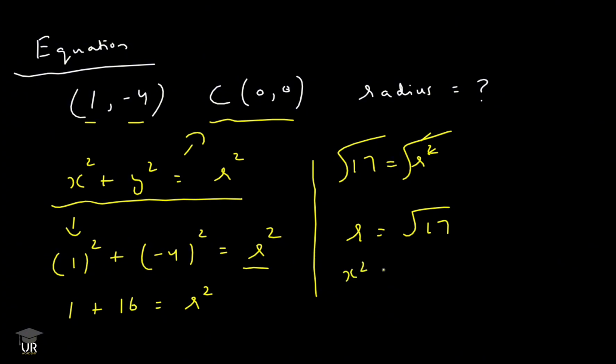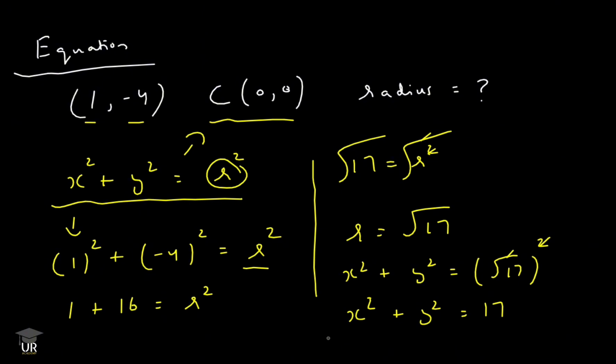x square plus y square is equal to, instead of this r, now I will write under root 17 and the square. Here comes the square. So again square root, and the square will get cancelled out, and this will become x square plus y square is equal to 17. So this is my answer here for this specific part.